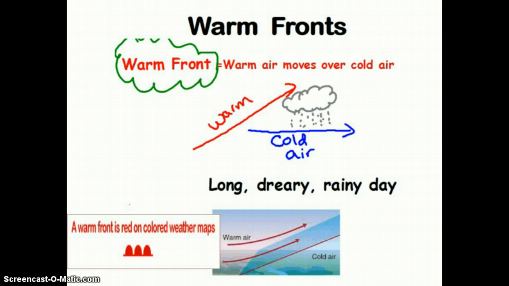Warm fronts often form on the east side of low pressure systems where warmer air from the south is pushed north. A warm front typically replaces cool, dry air with warm, moist air.